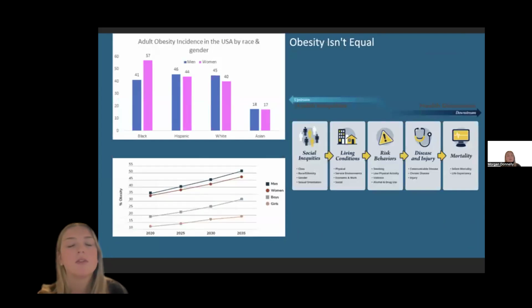Obesity doesn't affect everyone equally. In both countries, racial and ethnic minorities and low-income communities face higher rates of obesity. Systemic barriers like housing, education, and job access play a role in these disparities.